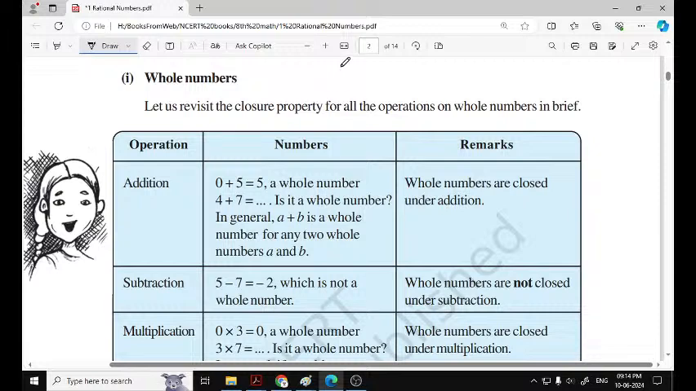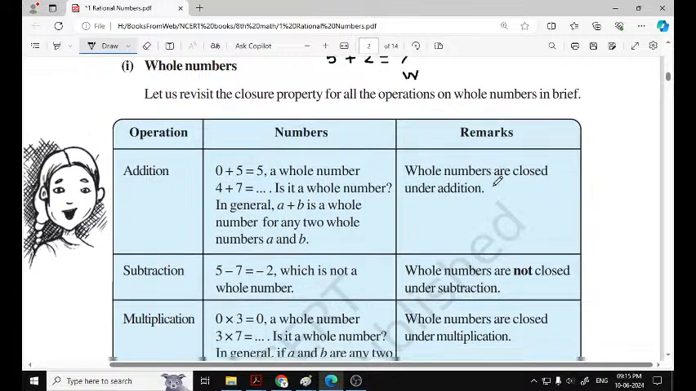Take any two whole numbers. Let us consider 5 and 2. If we add them, 5 is a whole number, 2 is a whole number, and their addition is 7, which is also whole. So whole numbers are closed under addition. It means the addition of two whole numbers is also a whole number, so whole numbers are closed under addition.